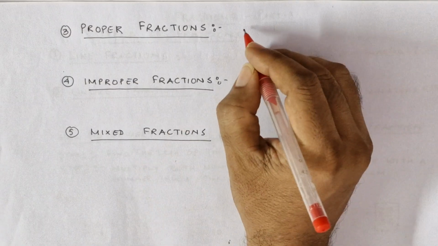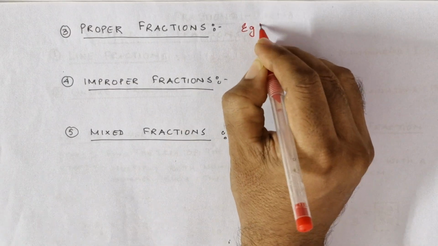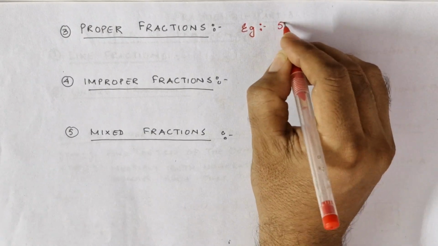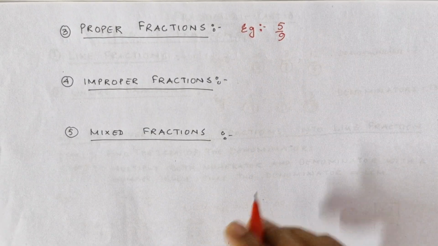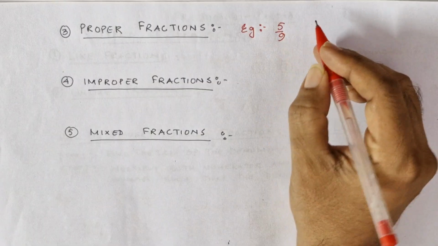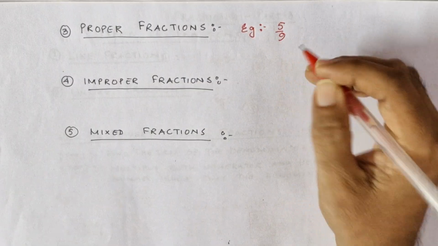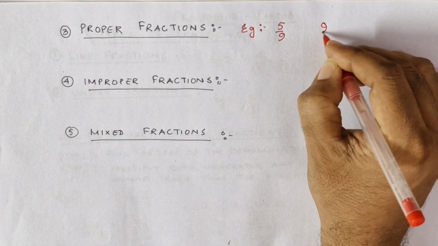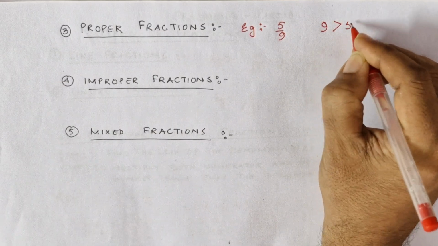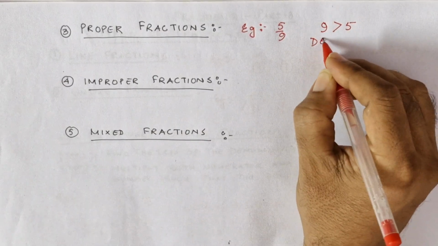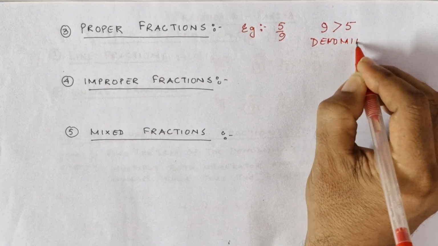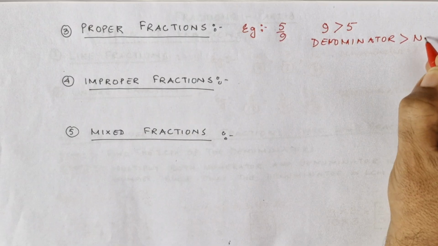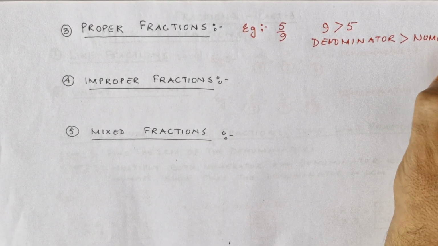So let's take an example and try to find out what we are talking about. See, I have taken 5 by 9, right? So what is the numerator here? The numerator is 5 and the denominator is 9. So the denominator 9 is greater than 5, right? So the denominator is greater than the numerator.